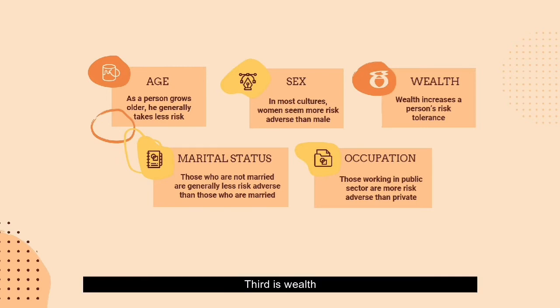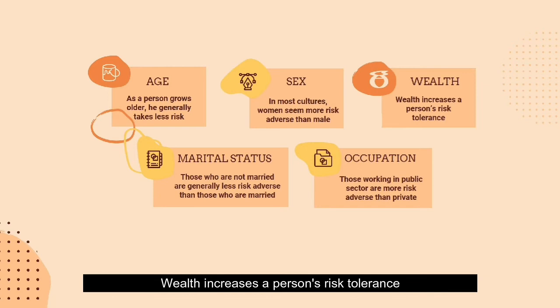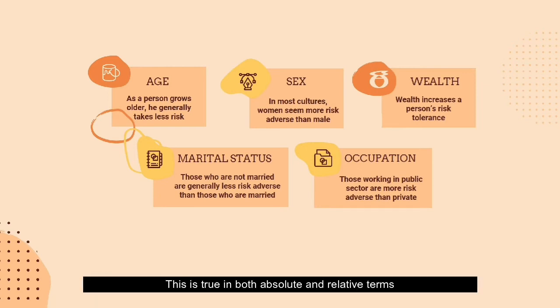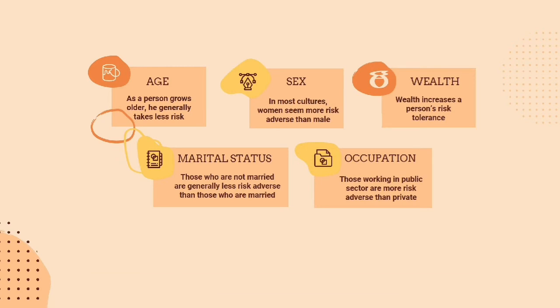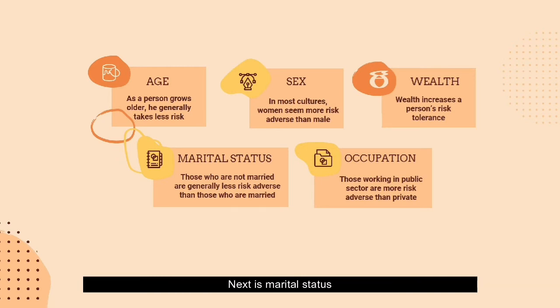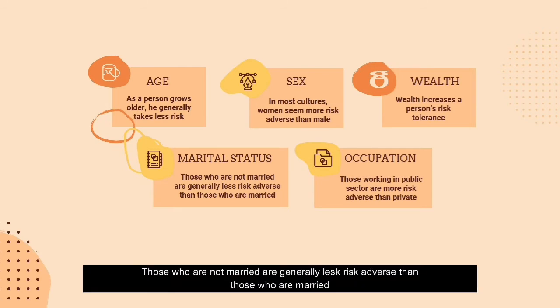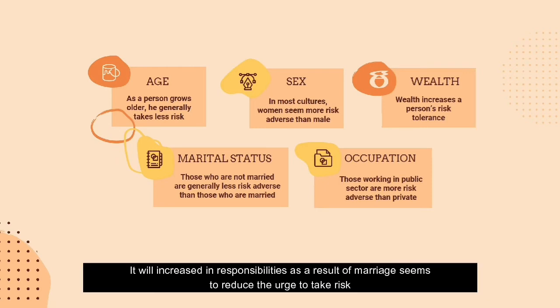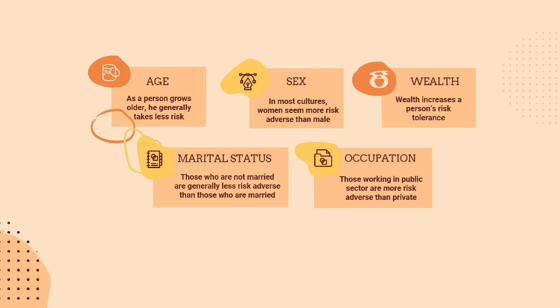Third is wealth. Wealth increases a person's risk tolerance. This is true in both absolute and relative terms. Next is marital status. Those who are not married are generally less risk-averse than those who are married. The increase in responsibilities as a result of a marriage seems to reduce the urge to take risks.